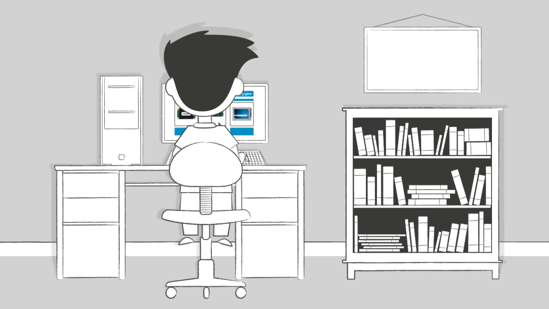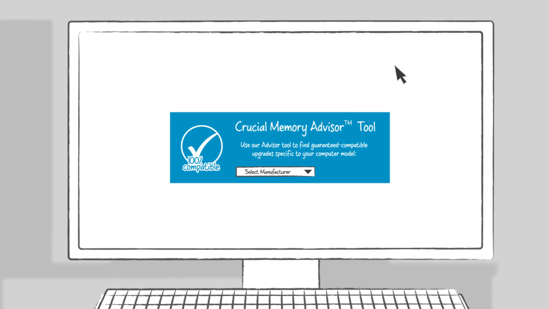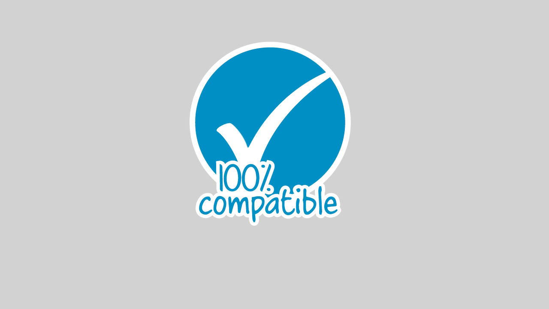To provide the highest level of assurance, when you purchase an SSD on Crucial.com using our system scanner or Crucial Advisor tool, we guarantee compatibility or your money back. That's the Crucial.com 100% guarantee.